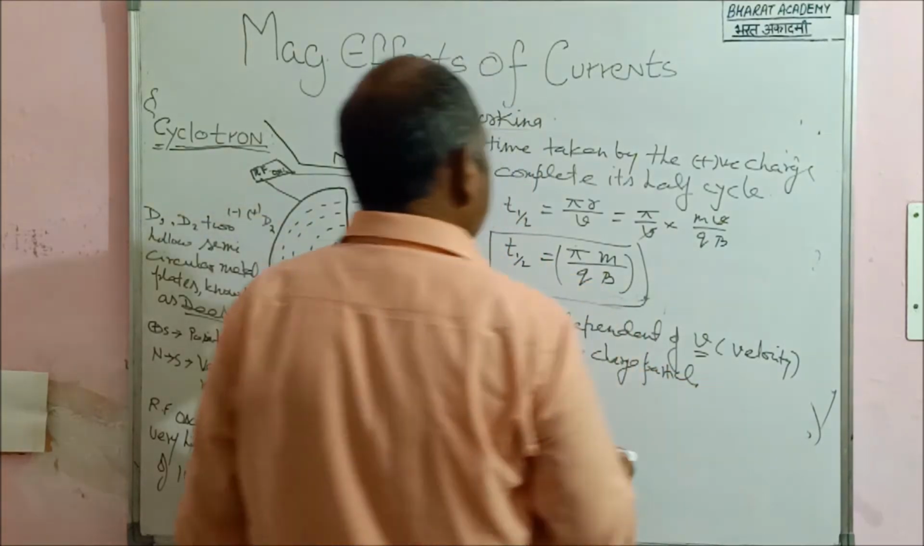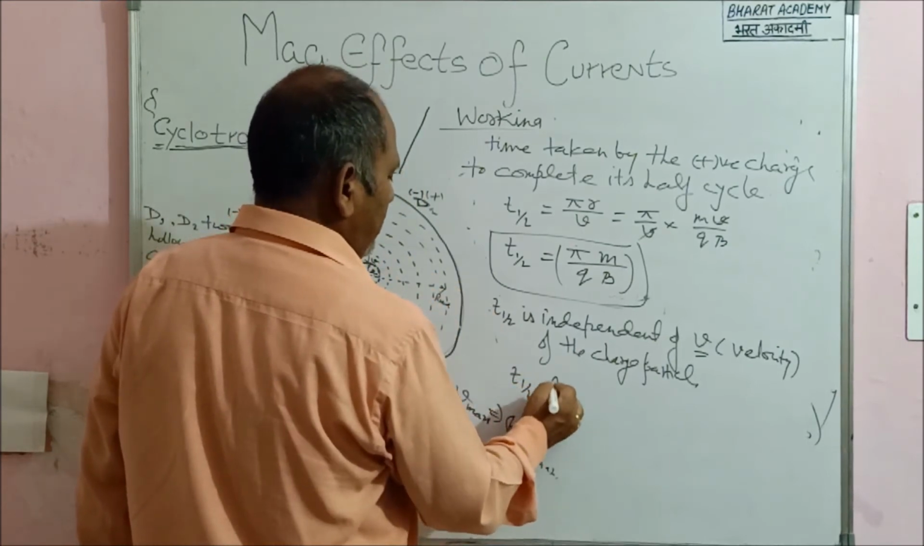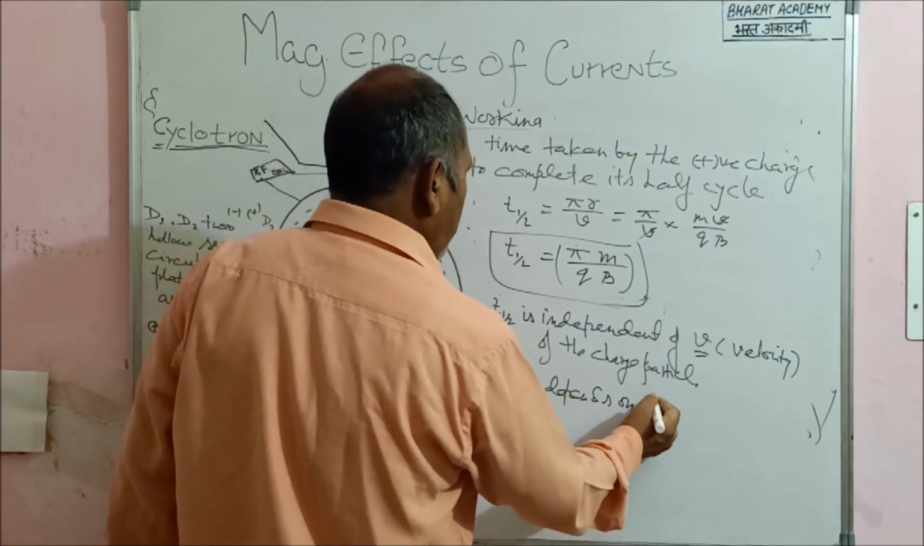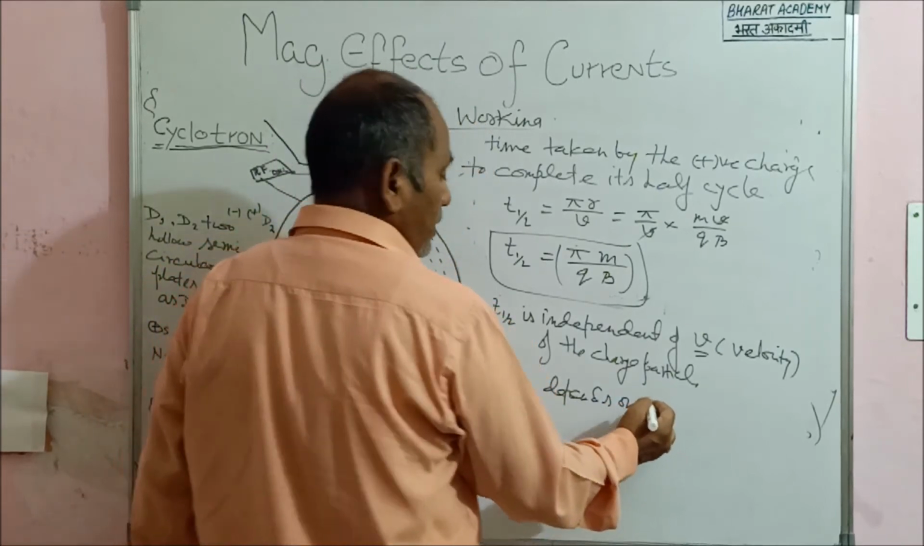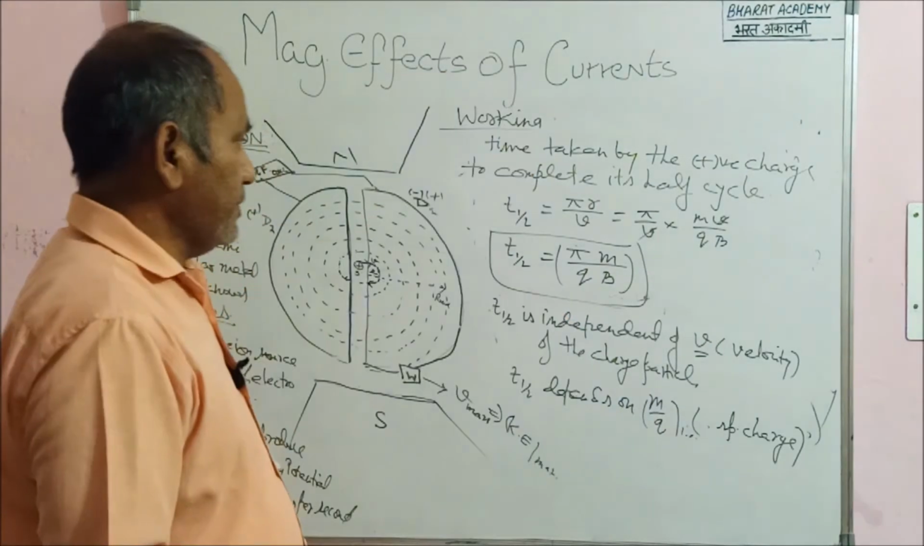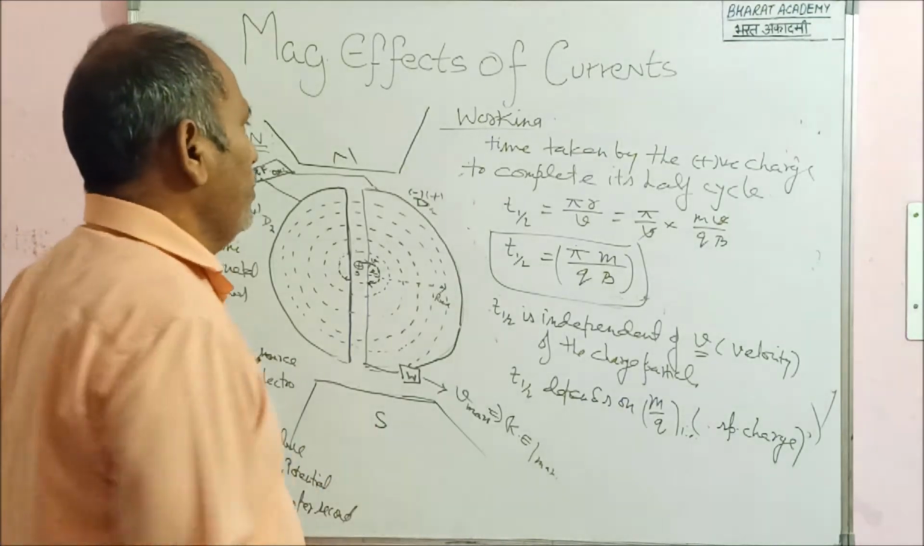So on which factor is it depending? T half depends on, if you remember, this is called m by q. Right? This is the basic principle of this one.